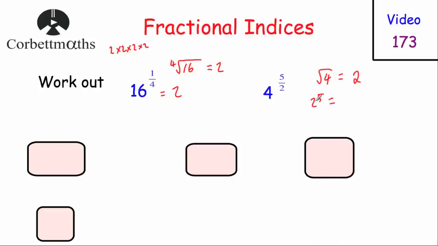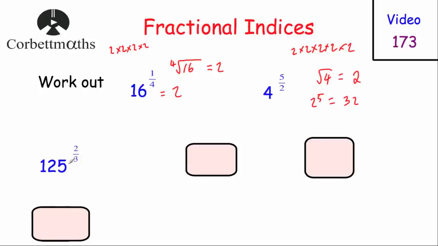And then whenever you do that, you get 2 times 2 times 2 times 2 times 2. And well, 2 times 2 times 2 times 2, we know is equal to 16. And times by 2 again, that's going to be 32. And that's it. So 4 to the power of 5/2 is equal to 32, because you take the square root, which is 2, and then do that answer to the power of 5.